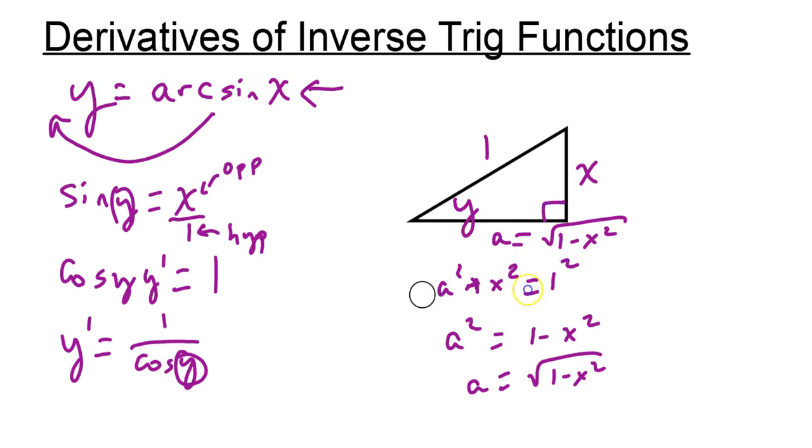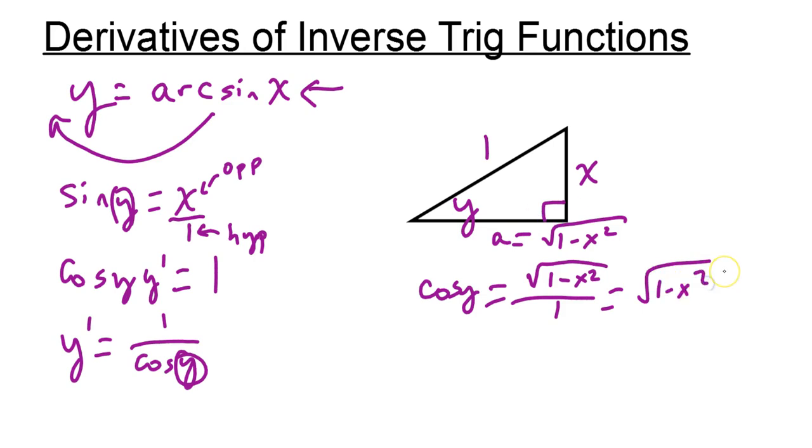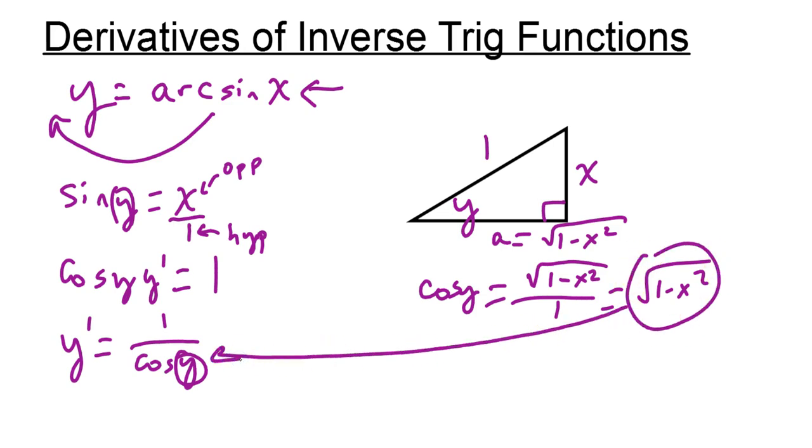Well, because of that, I know that I can just say that the cosine of y is just adjacent over hypotenuse, or just the square root of 1 minus x squared, right? Well, again, now that I know that, couldn't I replace this cosine of y in my derivative with that value? So I know that y prime is equal to 1 over the square root of 1 minus x squared, right?